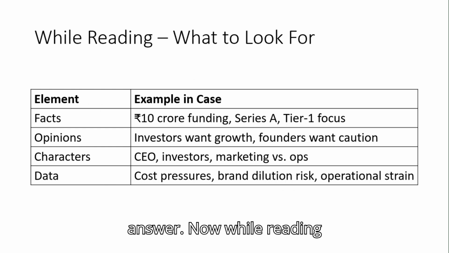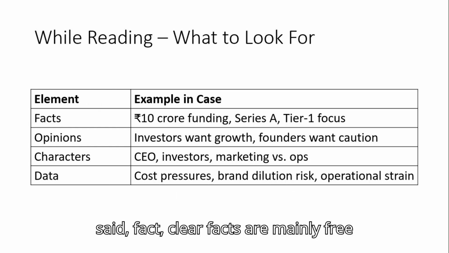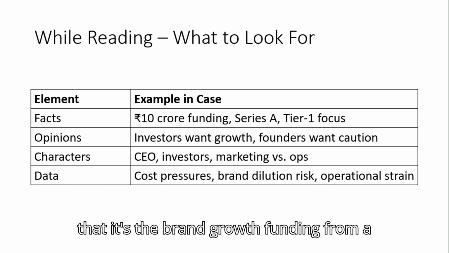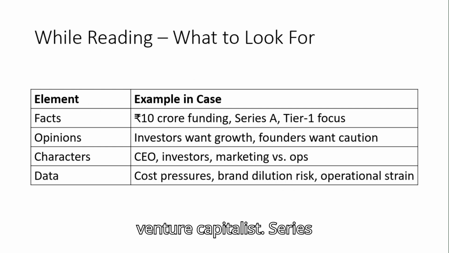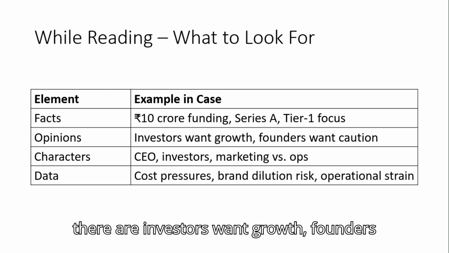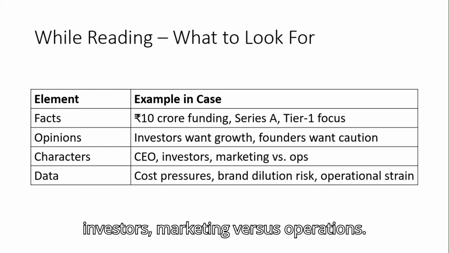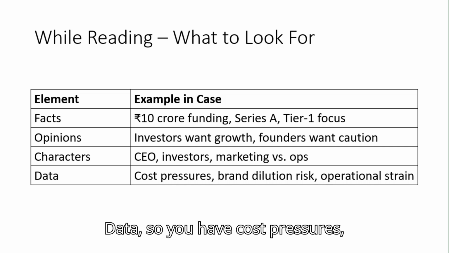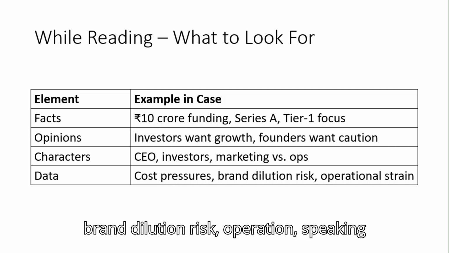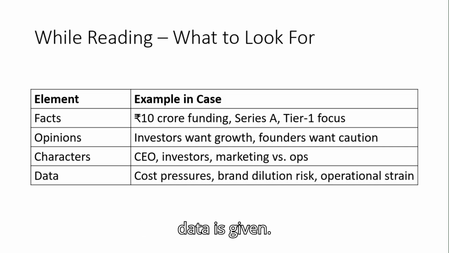Now, while reading, what to look for? As I said, here facts are mainly these: the company got funding from a venture capitalist, Series A, tier 1 focus. Opinions: investors want growth, founders want caution. Characters: CEO, investors, marketing versus operations. Data: you have cost pressures, brand dilution risk, and operational strain data is given.